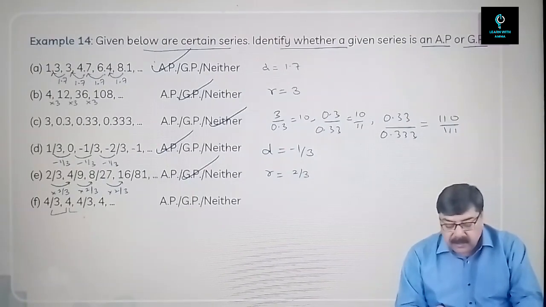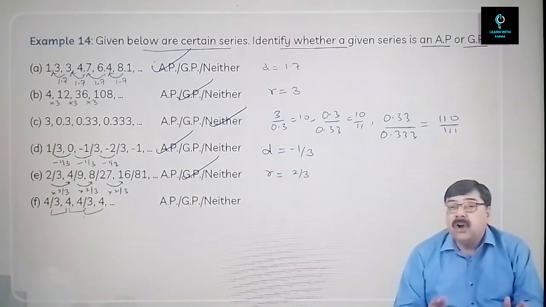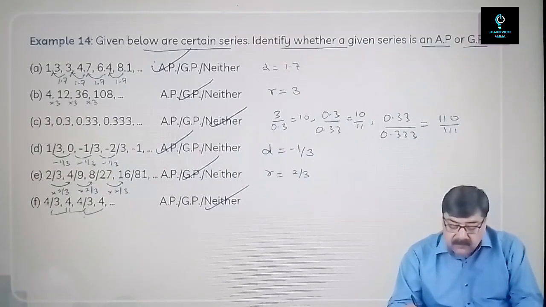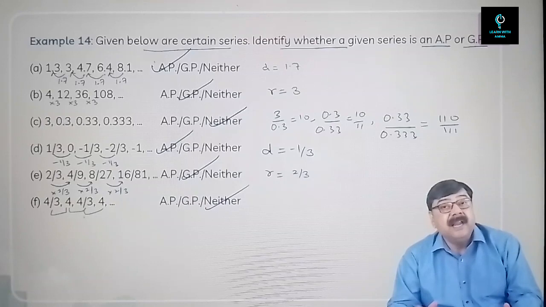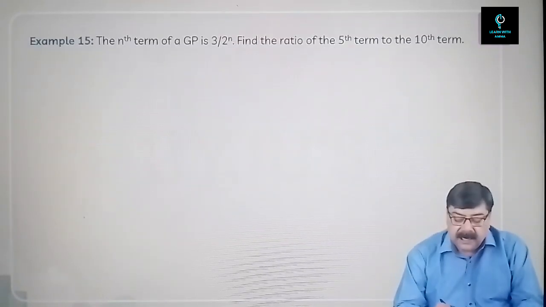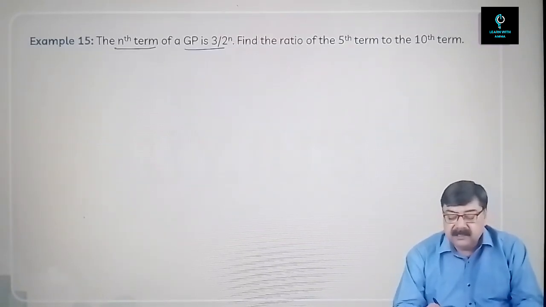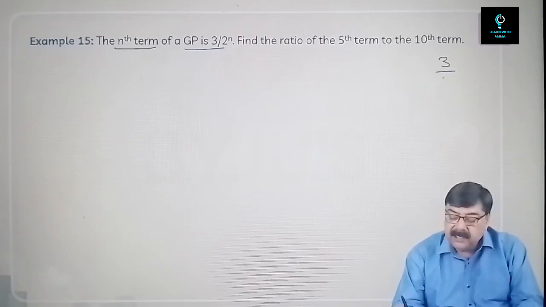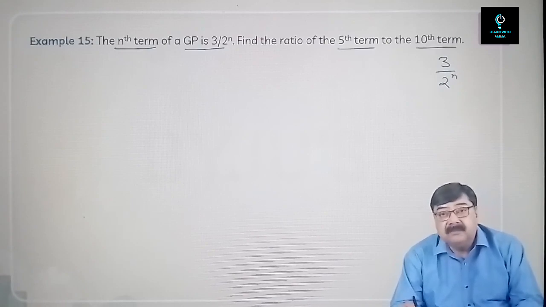4 by 3, then 4, then 4 by 3, then 4. At alternate places, 4 by 3 and 4 are written. So anyhow, for sure, this is neither an AP nor a GP. Alright, the nth term of a GP is 3 by 2 raised to n. Now find the ratio of the fifth term to the nth term.